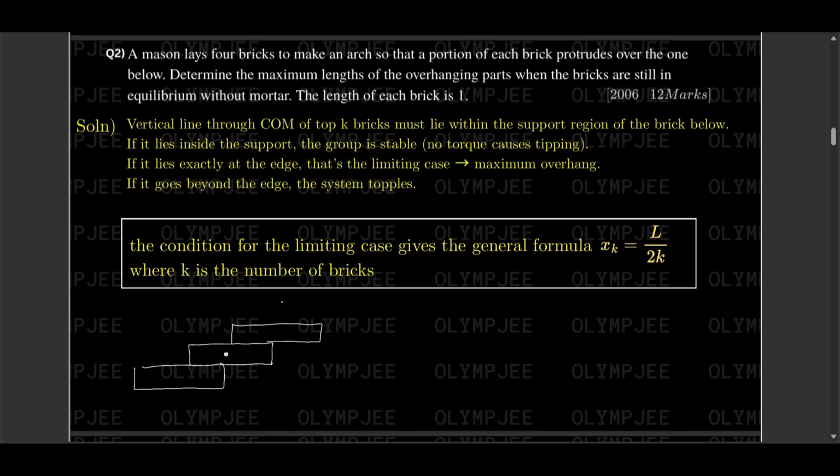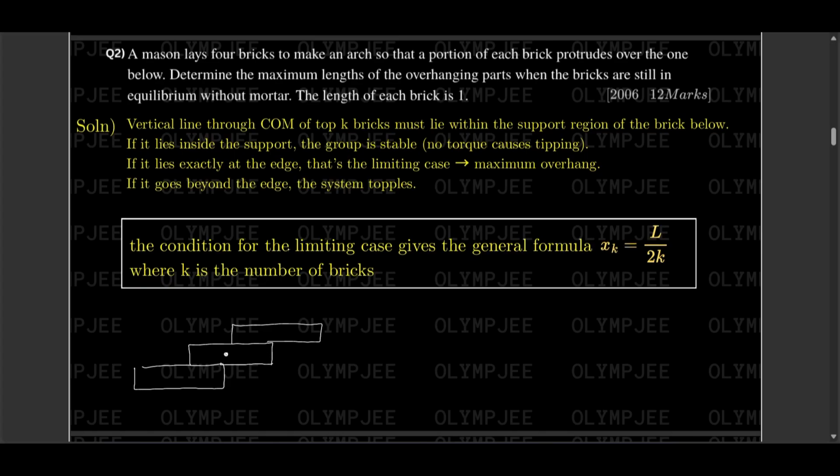must lie within the support region of the brick below. So if there are k bricks above this brick, then the combined center of mass of those k bricks must lie in the support region of the brick below them. If the center of mass line lies inside the support, then the group of k bricks is stable. If it lies exactly at the edge, that is the limiting case where we have maximum overhang. And if the center of mass of the combined k bricks is beyond the edge, then the system will topple.